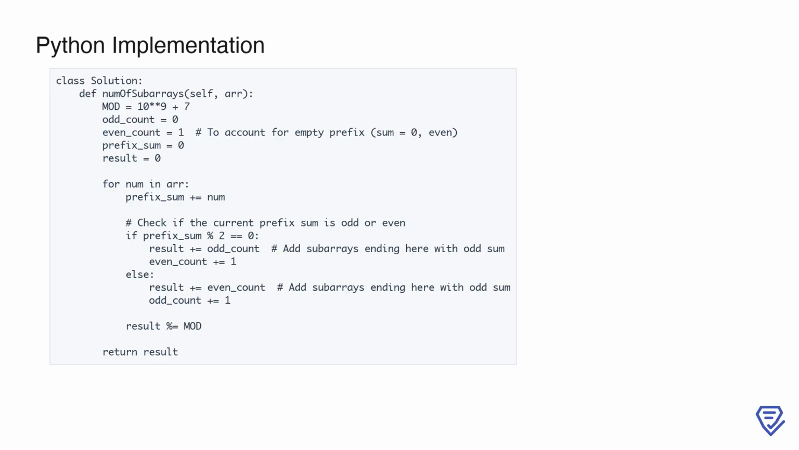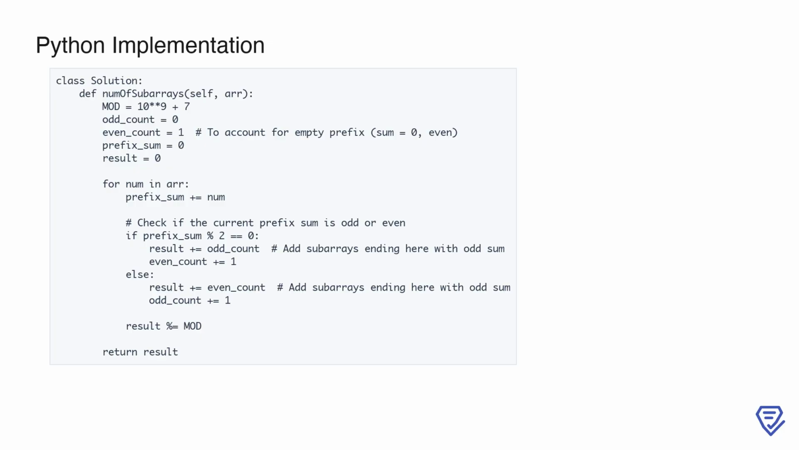After updating the result, the respective counter, odd_count or even_count, is incremented based on the current parity of prefix_sum. The result is then taken modulo mod to ensure it remains within the required bounds. This approach is highly efficient, with a time complexity of O(n), as we process each element of the array exactly once, and all operations within the loop are constant time.